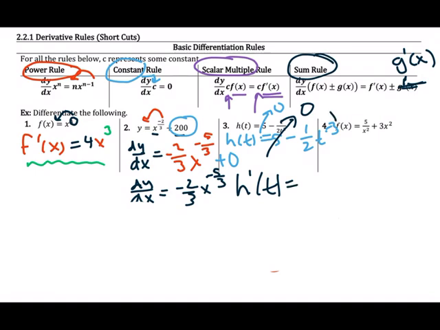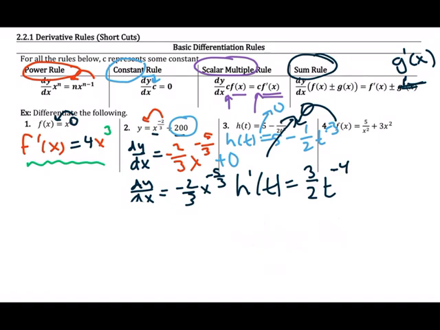Now I'm going to drop my negative 3 down. Negative 3 times negative 1/2 is going to be positive 3 over 2 times t. And then my exponent was negative 3. I'm going to subtract 1, so that's going to give me negative 4.